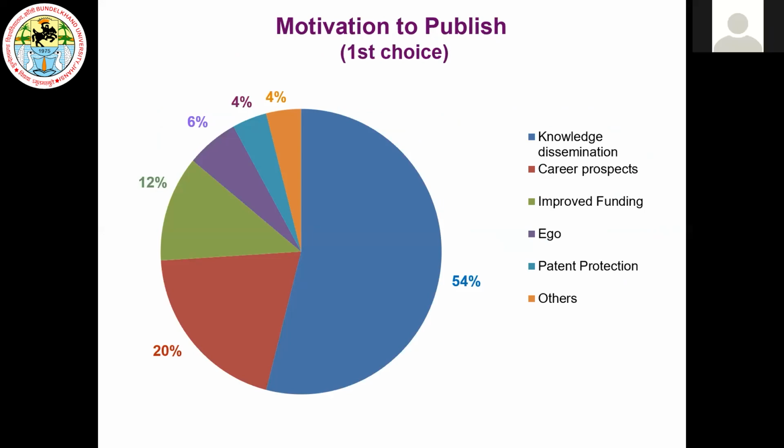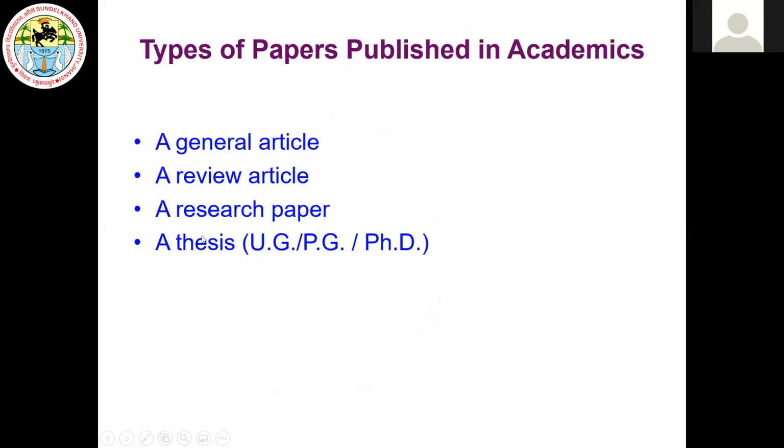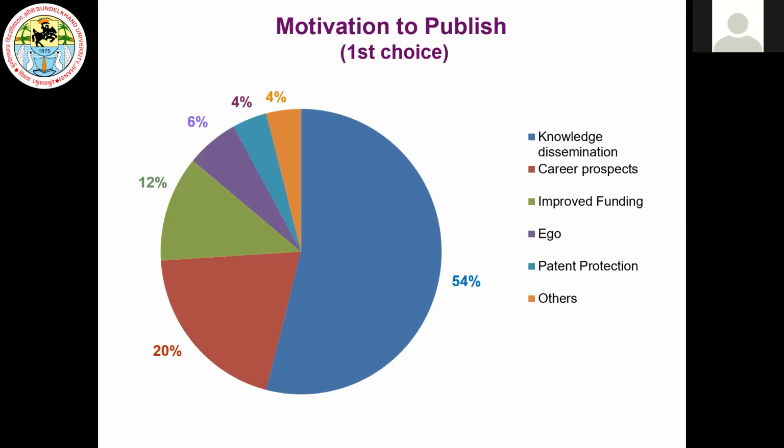Then the second motivation pertains to career prospects. This 20% belongs to career prospects. Then about 12% of people publish for improved funding, then 6% for satisfaction of their ego, and then 4% for patent protection, and the rest 4% includes other criteria. So the majority of people publish for dissemination of knowledge.